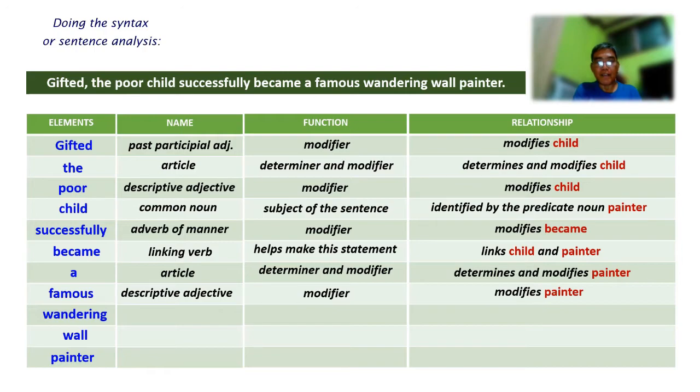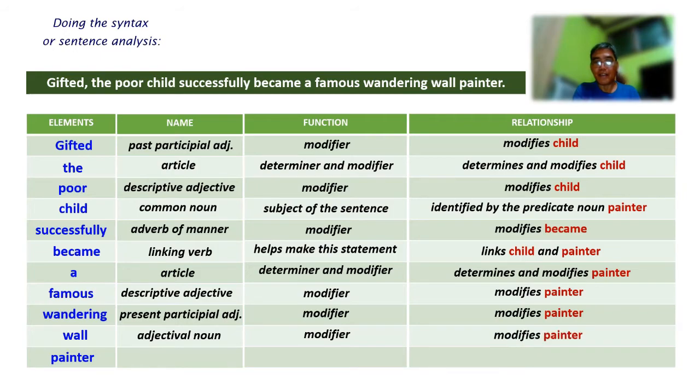Wandering comes after famous. Wandering is classified as present participial adjective. It is a modifier too, modifying the noun, painter either. Our last word is wall. Wall is classified as adjectival noun or noun modifier. It is a modifier either, modifying painter too. The last word is painter. Painter is classified as common noun. This common noun is used as predicate noun.